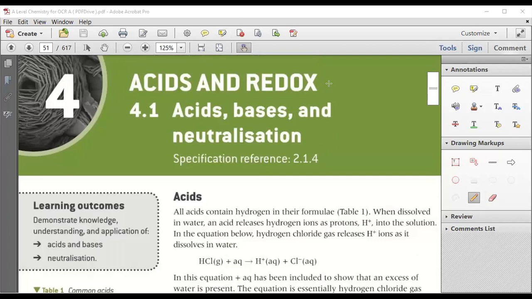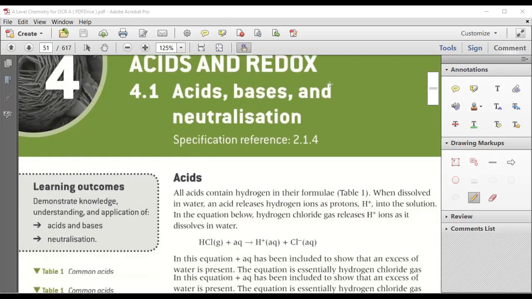Chapter 4 is called acids and redox, and in this we are doing 4.1, that is acid, base and neutralization. The learning outcomes will be to demonstrate knowledge and understanding of the application of acids and bases, and then we will study neutralization. In this 4.1, we are going to study the meaning of acids and bases, and then we will study about neutralization.